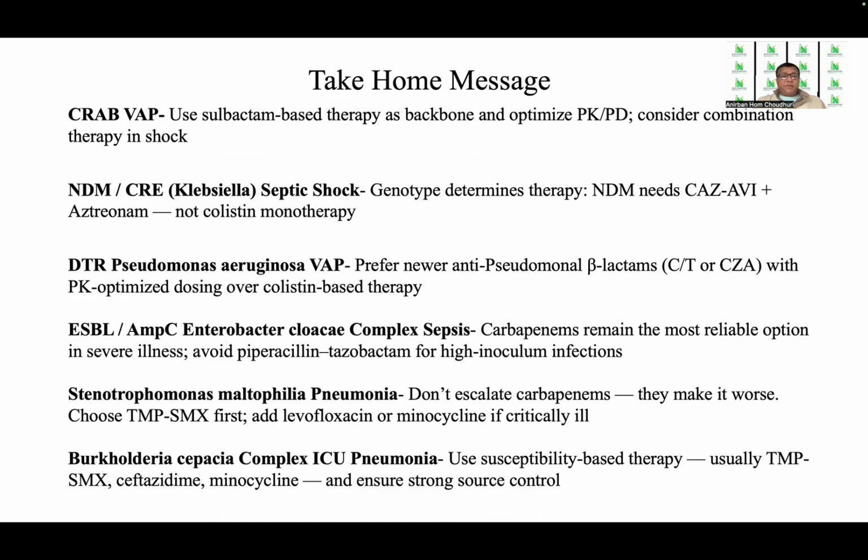In Stenotrophomonas maltophilia pneumonia, we should not escalate carbapenems; they make it worse. Choose trimethoprim-sulfamethoxazole in the first instance and add levofloxacin or minocycline if the patient is critically ill. For Burkholderia cepacia complex ICU pneumonia, use susceptibility-based therapy. Usually trimethoprim-sulfamethoxazole works, followed by ceftazidime and minocycline, but one has to ensure strong source control. Thank you very much.